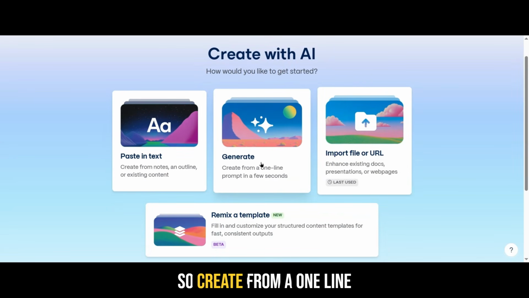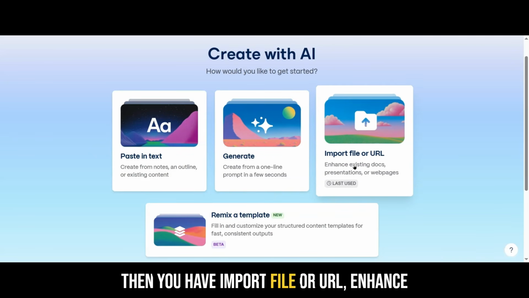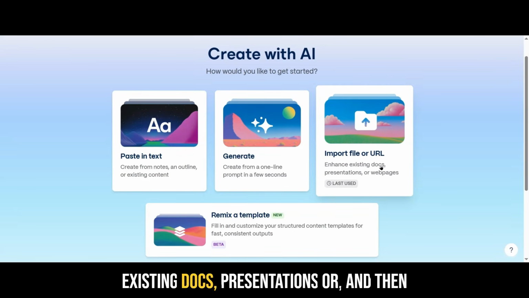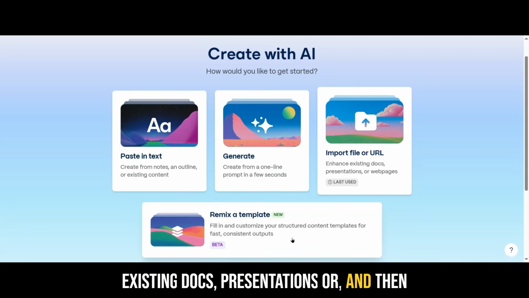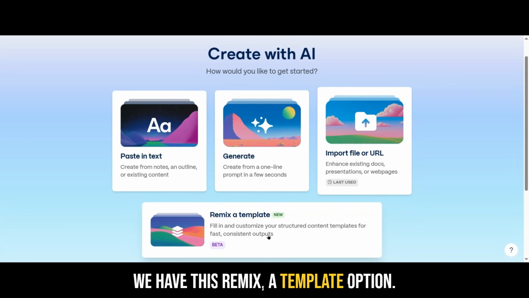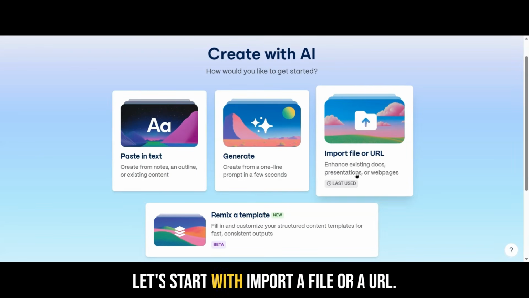You have generate, so create from a 1-line prompt in a few seconds. Then you have import file or URL, enhance existing docs, presentations, or web pages. And then we have this remix a template option. Let's start with import a file or a URL.